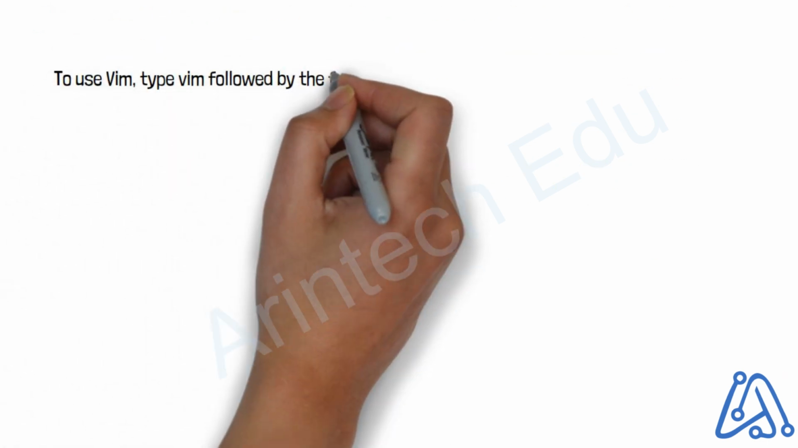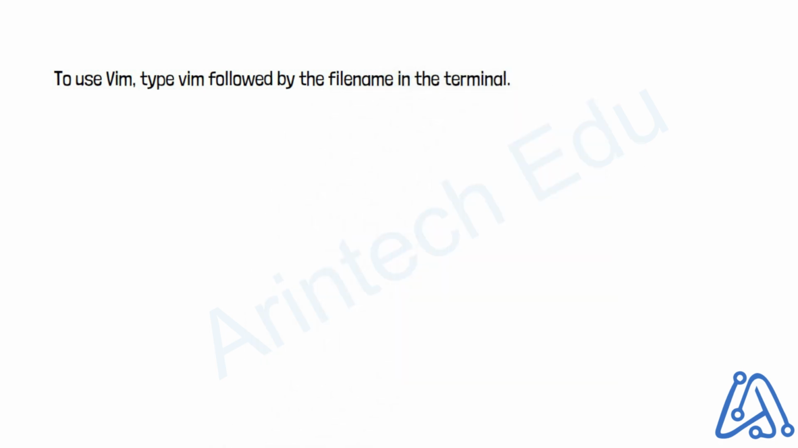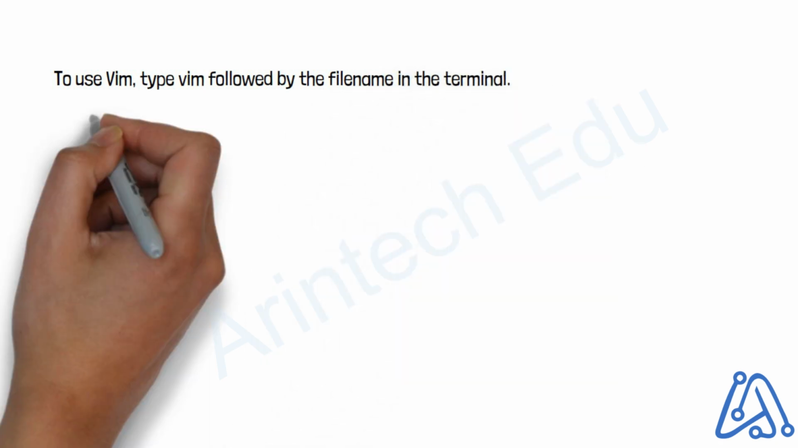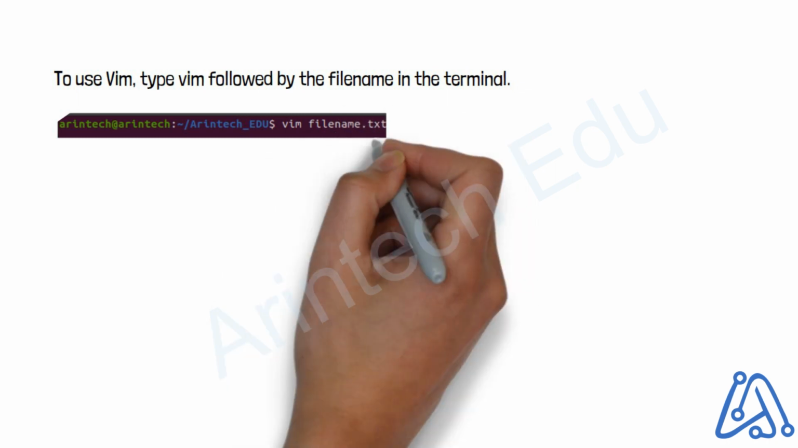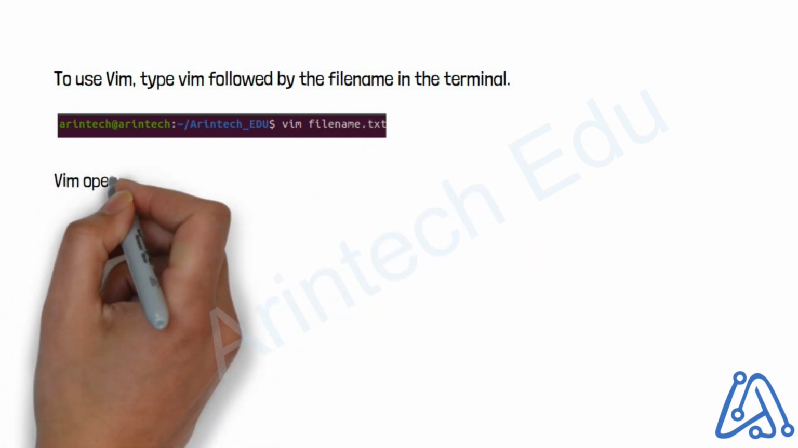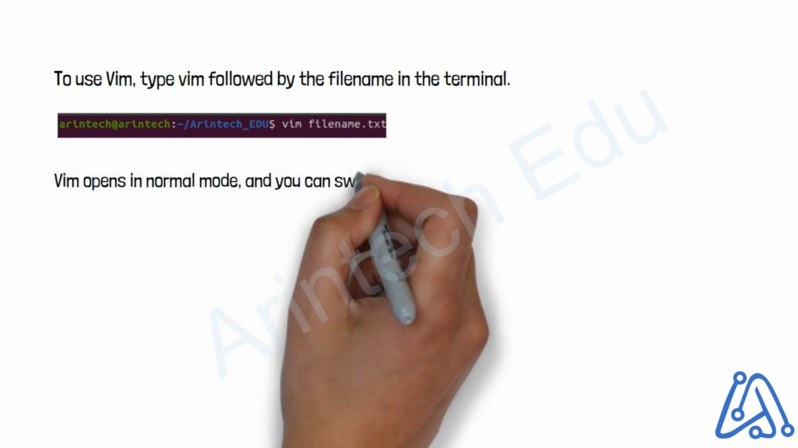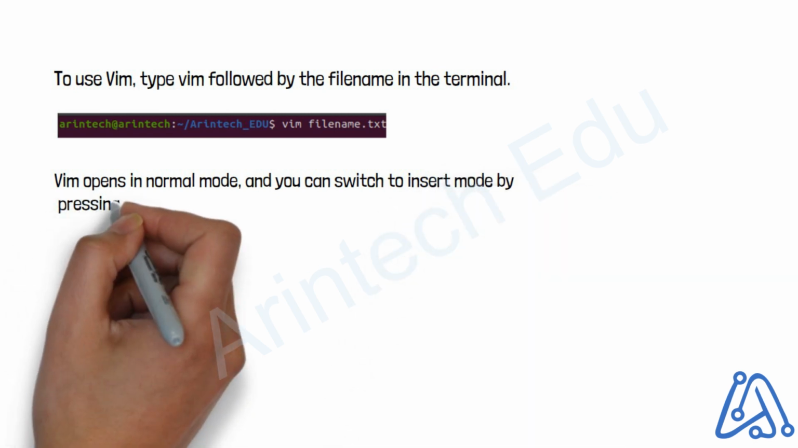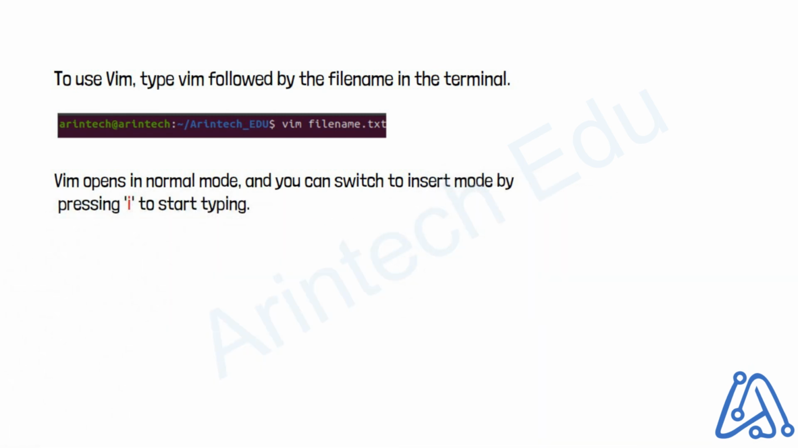To use Vim, type Vim followed by the file name in the terminal. Vim opens in normal mode, and you can switch to insert mode by pressing I to start typing.